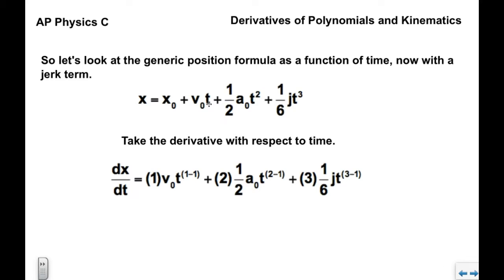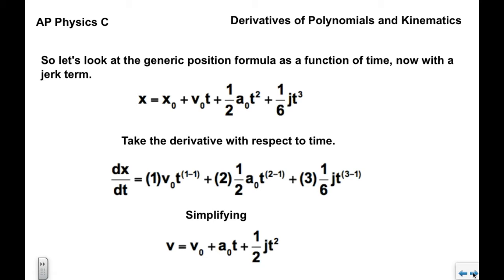We start with v naught t. We take the exponent of t, which is 1, move it out front, times v naught t to the 1 minus 1, which we know is 0. We'll clean that up in a minute. We'll take this 2, move it out front, 2 times 1/2 times a naught t to the 2 minus 1, which is going to end up being just a t term, and then 3 out front times 1/6 j t to the 3 minus 1, which will be j t squared.